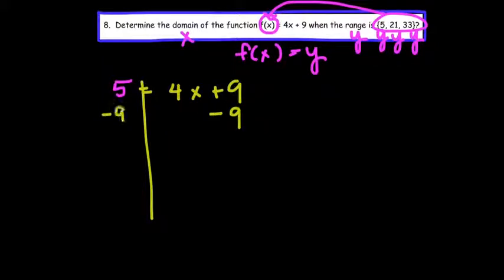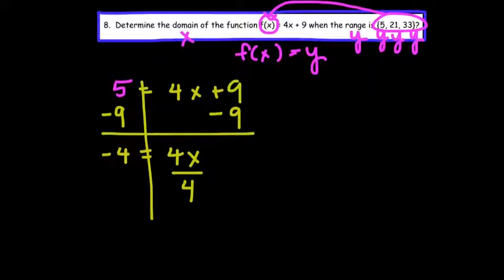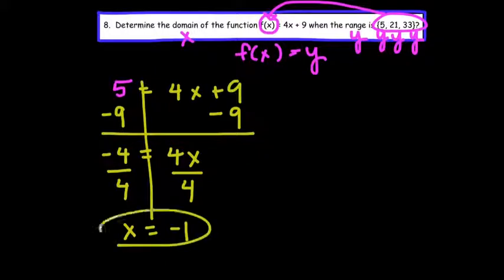And again, we have to solve this by moving everything away from the x. So we're going to start by subtracting that 9 there. So 5 minus 9 is going to give me -4. So I have -4 = 4x. And then I'll divide both sides by that 4. So this is going to give me x = -1 as our first solution for the domain.